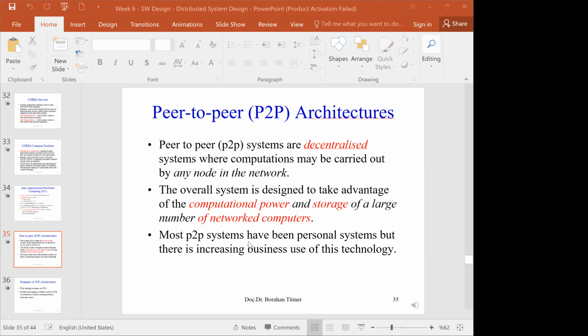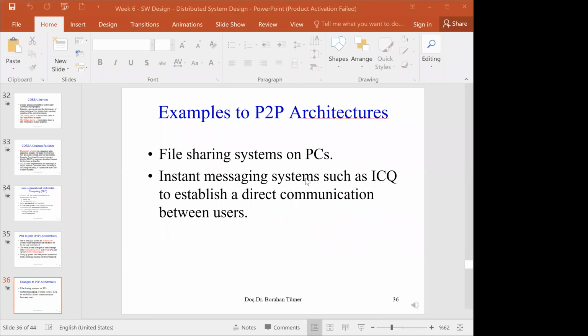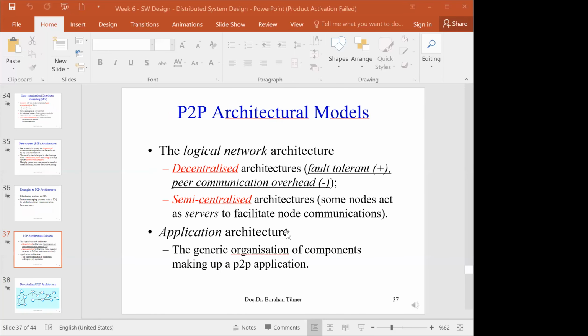Most peer-to-peer systems have been personal systems, but there is increasing business use of this technology. So some examples are file sharing systems, instant messaging systems such as ICQ to establish a direct communication between users.